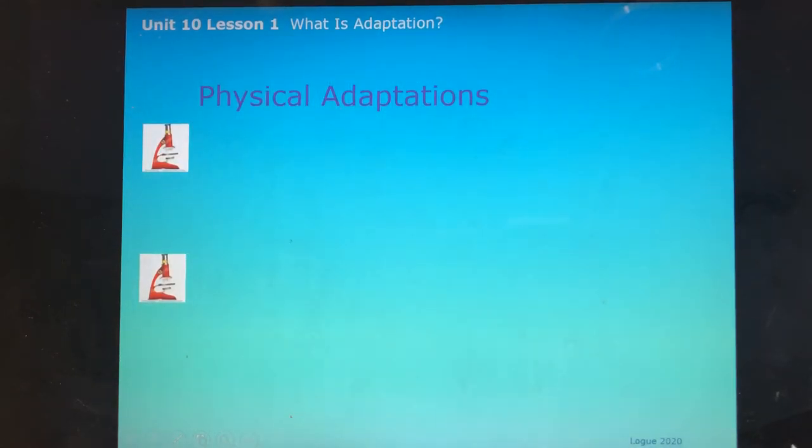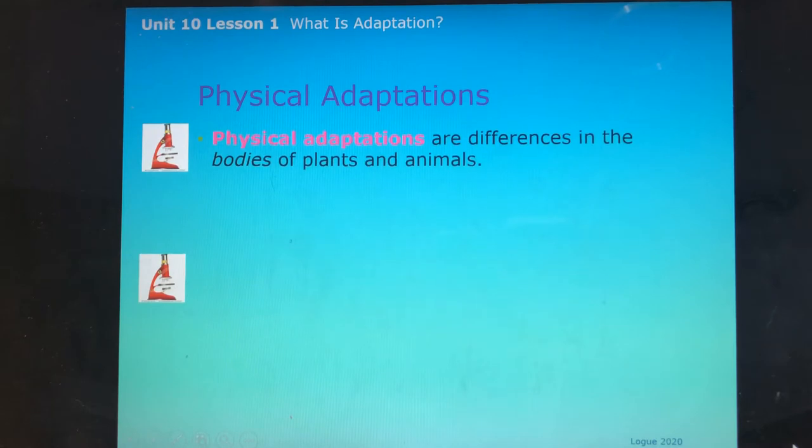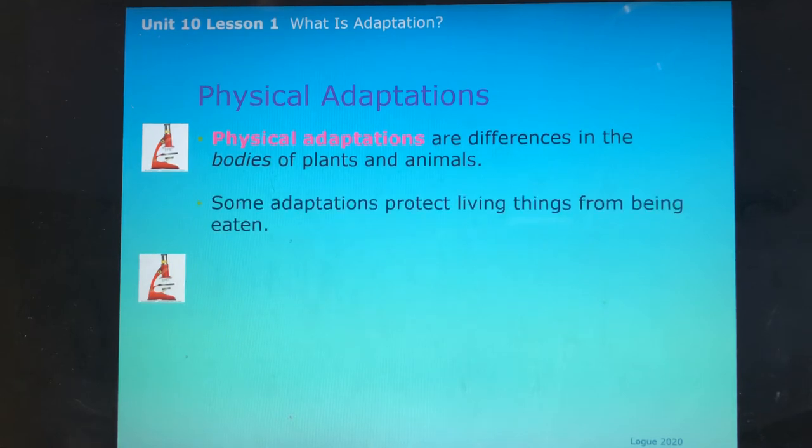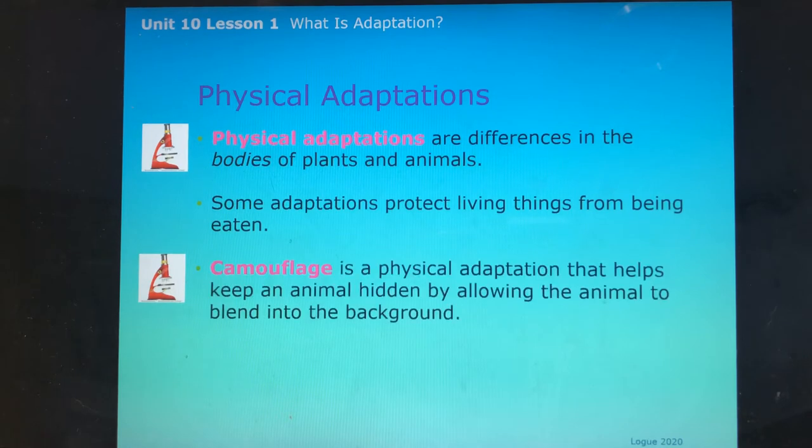Okay, so physical adaptations. Physical adaptations are differences in the bodies of plants and animals. So if it is physical, literally something that has to do with the plant's body or the animal's body, anything to do with their body makes it a physical adaptation. Some adaptations protect living things from being eaten. For example, camouflage. Camouflage is a physical adaptation because, again, it has to do with the body. It helps keep an animal hidden by allowing the animal to blend in to its background.